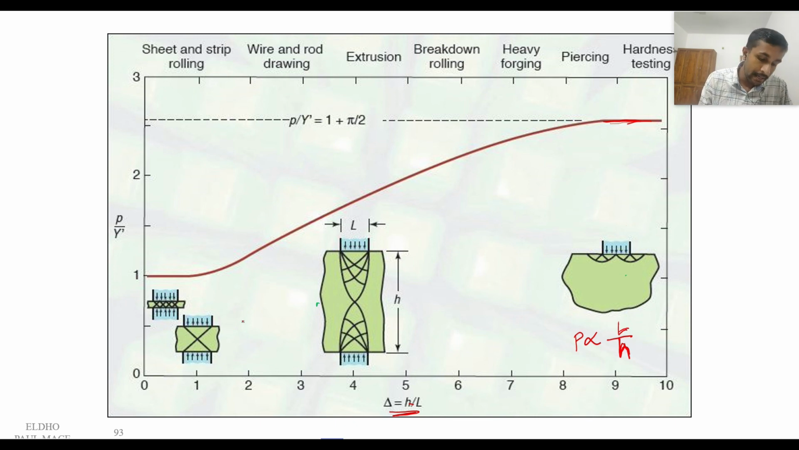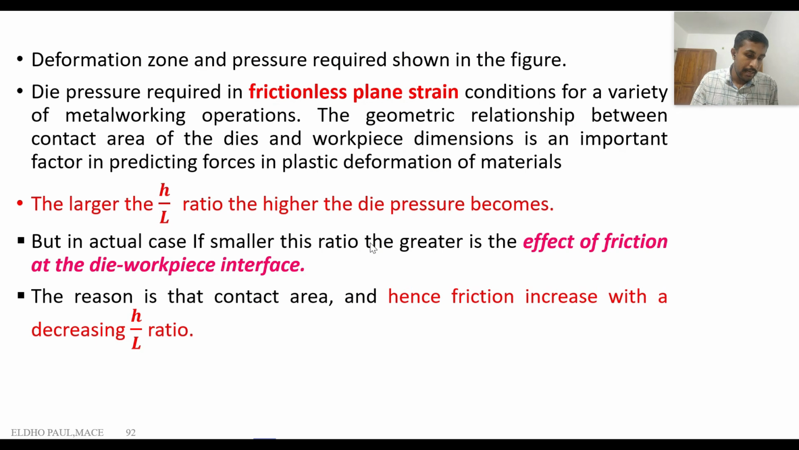That means if we consider the friction in the rolling case, there is more contact area, more length of contact compared to the height. So with more friction, the amount of pressure required to overcome the friction is more in rolling compared to hardness testing. So that is the variation without friction and with friction: how much pressure is required in different manufacturing processes without friction and with friction. So that is explained here.